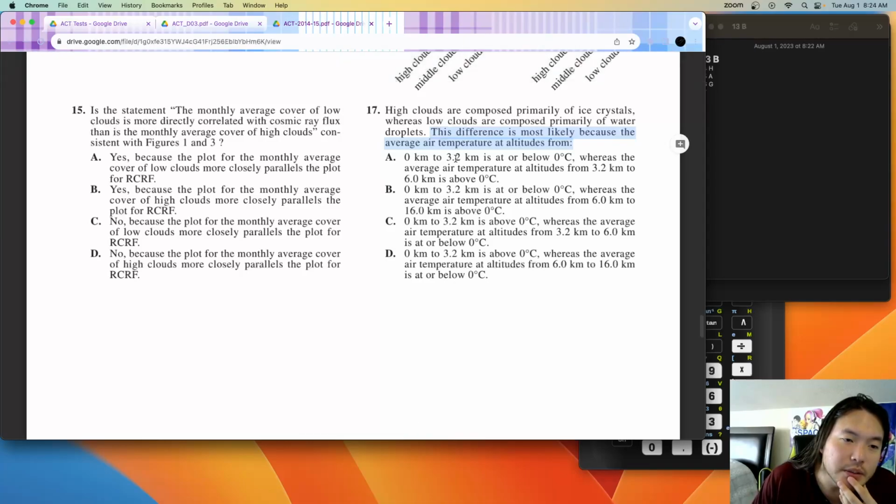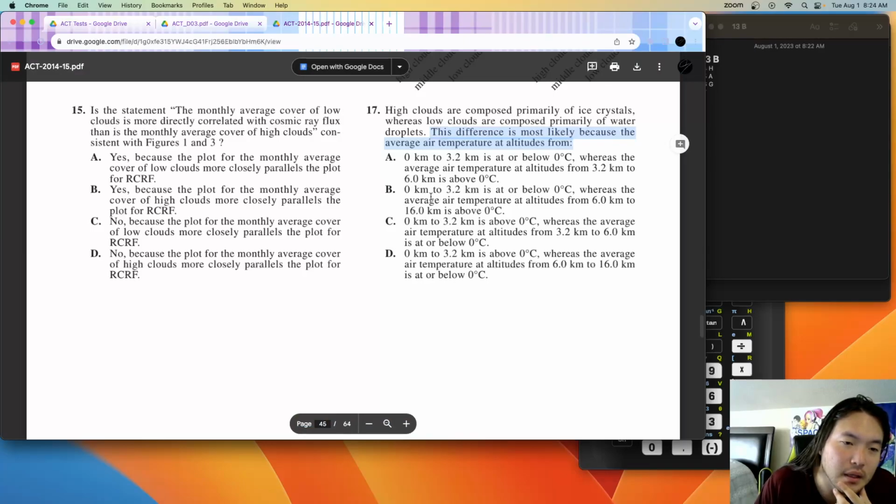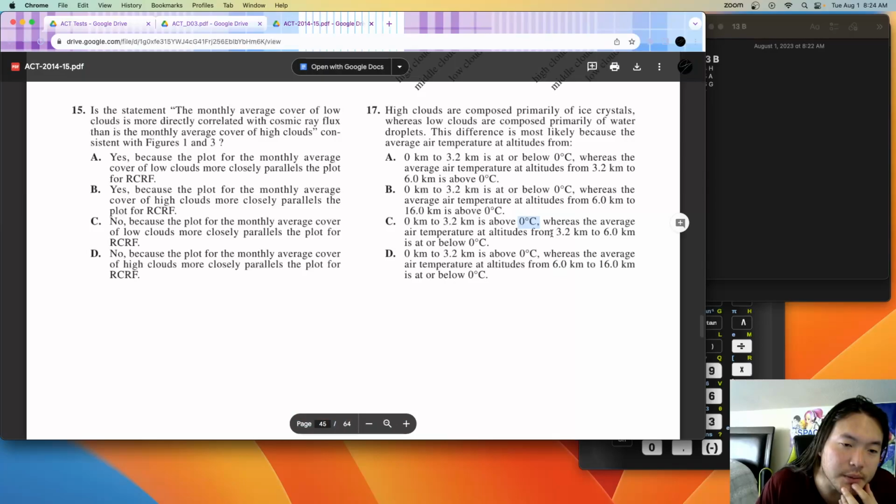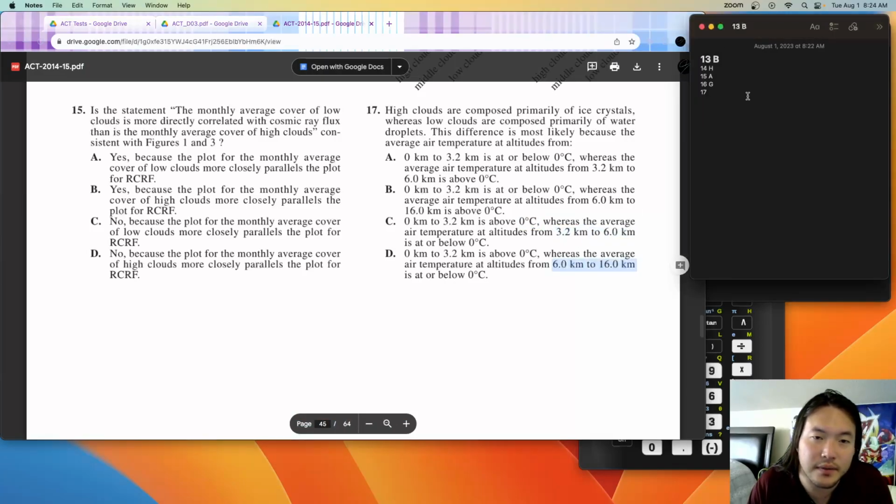0 kilometers to 3.2 kilometers is at or below. No. At or below, no. We're looking for above. Hopefully you guys know that 0 degrees is freezing, right? Above 0 degrees, water is liquid, but under 0 degrees, water will freeze and turn to ice. Hmm. What's the difference between C and D? The difference between C and D is the kilometer stuff. I think it's going to be D, but I should double check, right?